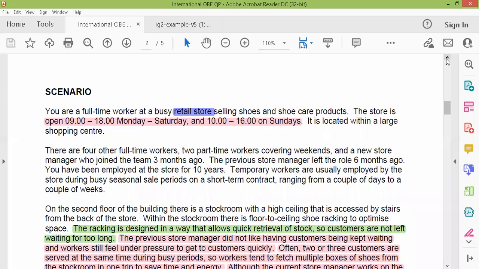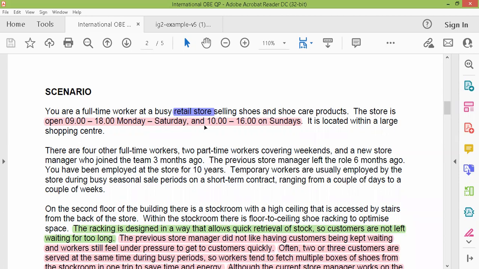So in the scenario, they mention: you are a full-time worker at a busy retail store selling shoes and shoe care products. The store is open 9 to 18 Monday to Saturday and 10 to 16 on Sunday. It is located within a large shopping centre. So we will highlight the negative points and the positive points. In this scenario, they mention the time. We will use this color for positive, because this is a positive point that they are doing the duty.